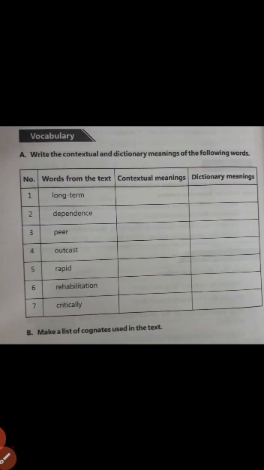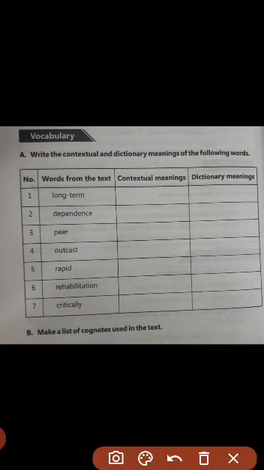So today we are going to start our next topic, that is vocabulary of the exercise of unit number 10. So let's get started. So in vocabulary we have first question, that is A. Write the contextual and the dictionary meanings of the following words.